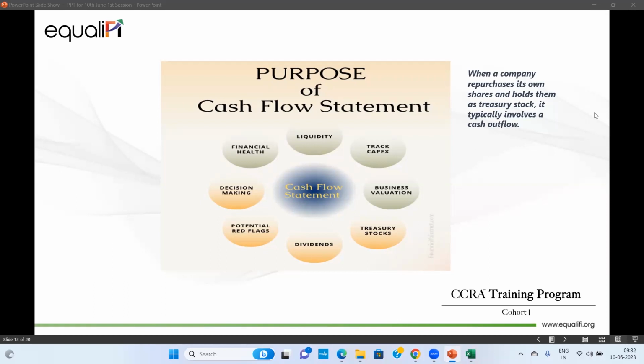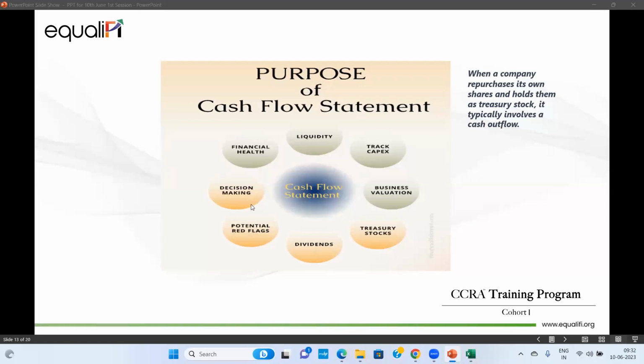Coming to treasury stocks, when a company repurchases its own shares and holds them as treasury stock, it typically involves a cash outflow. So my shares are circulating in the market, it is listed in the share market. I have repurchased it, so there is a cash outflow, right? My equity increased, but my cash balance has decreased. Then dividends cause my cash balance to be reduced. These could be potential red flags when we look at the cash flow statement, that this is where I'm spending extra.